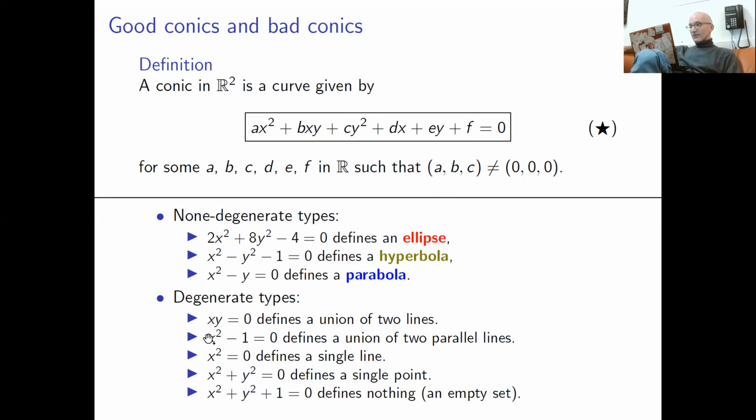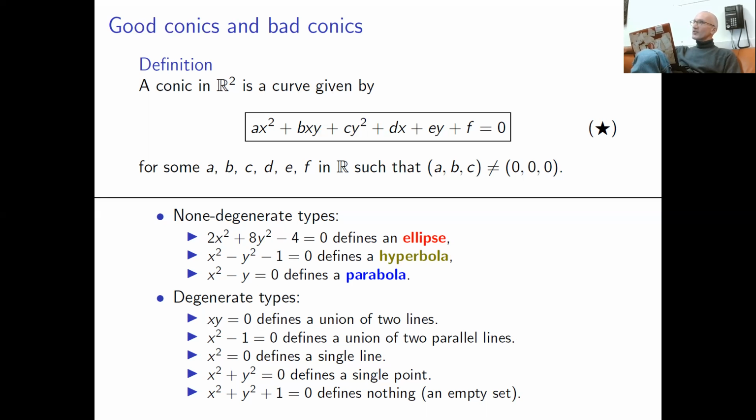Okay, our polynomial can degenerate even more. We can have equations like x squared minus 1 is 0. This is the union of two parallel lines, x equals 1 and x equals minus 1. We can have even further degeneration. We can consider the equation x squared equals 0. It's an interesting question how we should consider this equation. Of course, this is just a line, x equals 0.